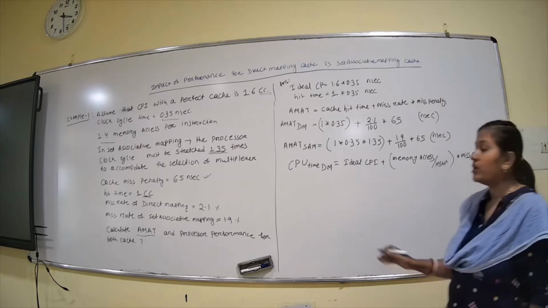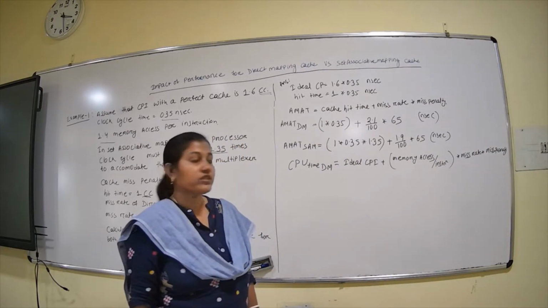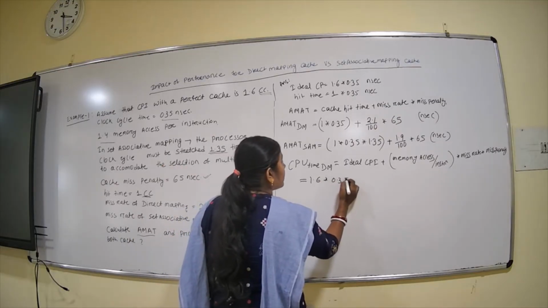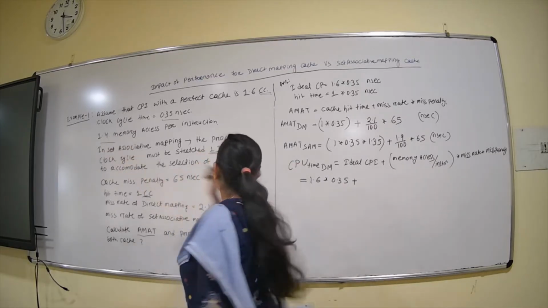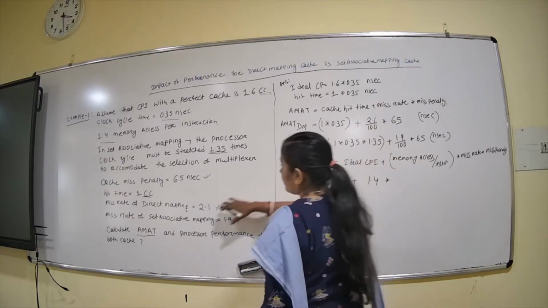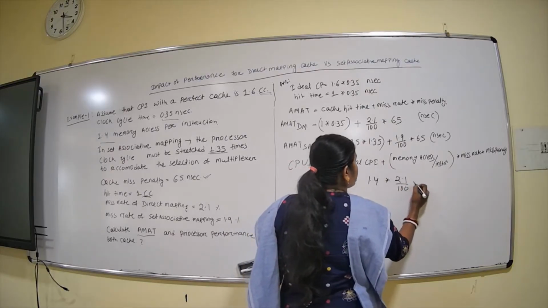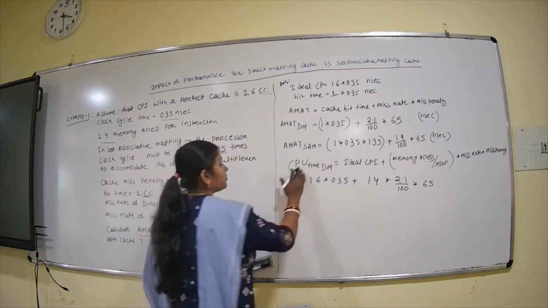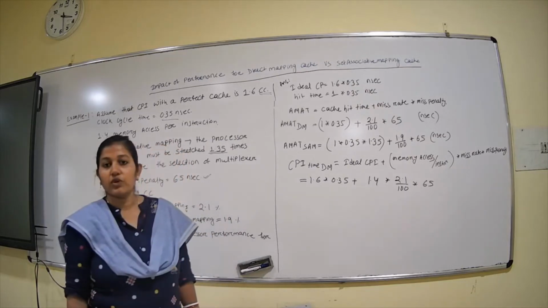Just put the values. So for the ideal CPI, what do you put? The ideal CPI is 1.6 clock cycle. So convert into nanoseconds: 1.6 into 0.35, plus memory access per instruction, which is given as 1.4. So 1.4 into the miss rate of the direct mapping, which is 2.1%, so 2.1 by 100, into miss penalty 65. This is your CPU time. So actually it is CPI time, because per instruction we are calculating.